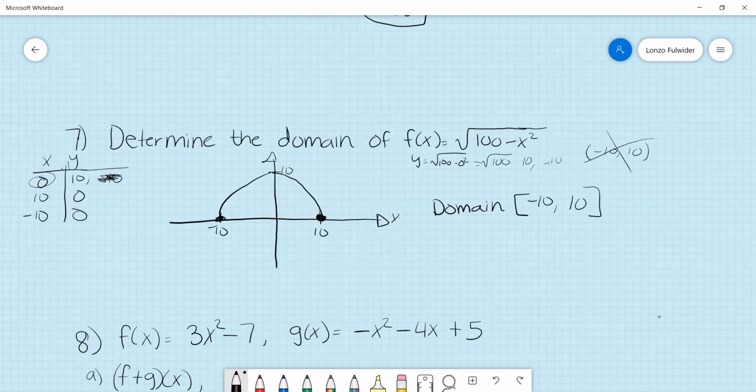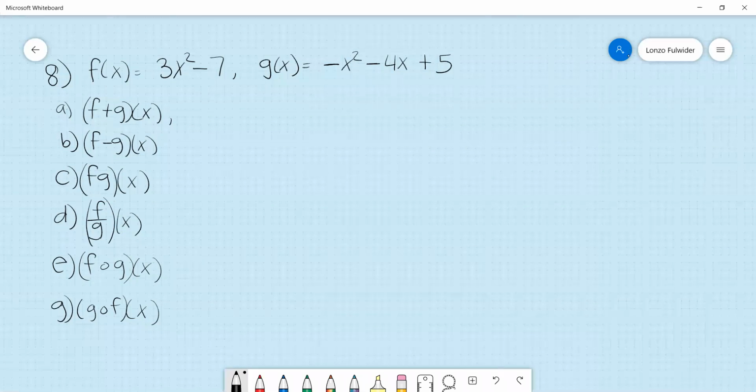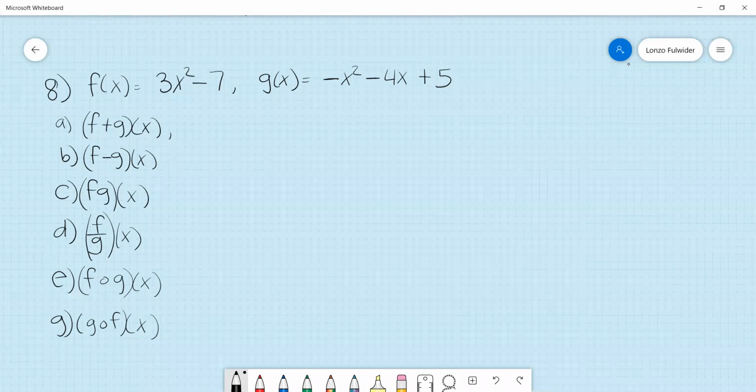Okay, 8 is kind of long. So on 8, we have two functions. f of x equals 3x squared minus 7, and g of x equals -x squared minus 4x plus 5. We have to find all of these, a through g: f plus g of x, f minus g of x, f times g of x, f divided by g of x, and then f of g and g of f.